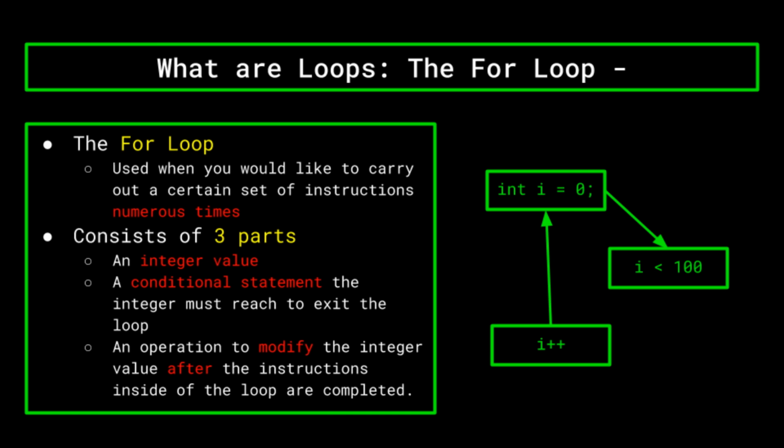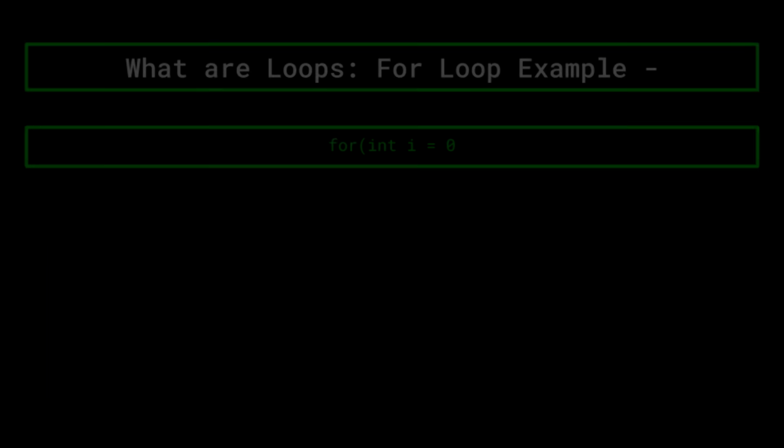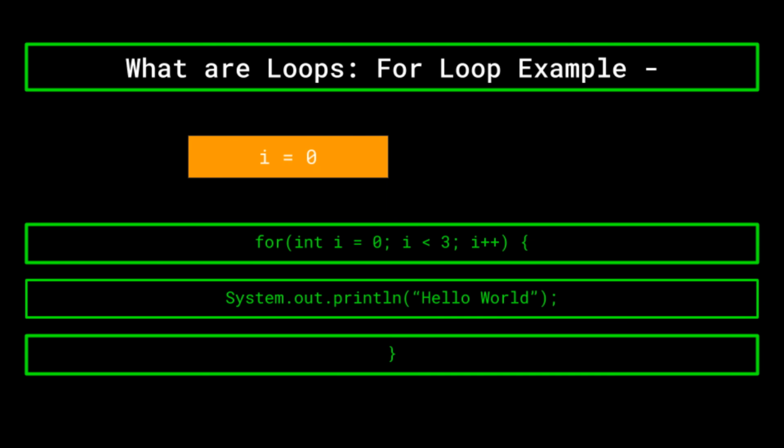Eventually, when the integer has been modified by either increasing or decreasing it to the point where it no longer meets the condition, the for loop will terminate and the code will continue to run. For example, let's say our integer value is I and we set it equal to 0. Then we set the conditional statement as I being less than 3. So basically we're saying that as long as I, the variable we just created, is less than 3, continue running the instructions contained within the loop. Finally, we make the operation I++, meaning each time the loop runs, we will increase it by 1, and inside of the loop, let's just put a simple print statement.